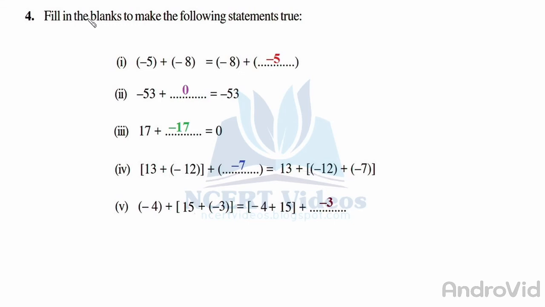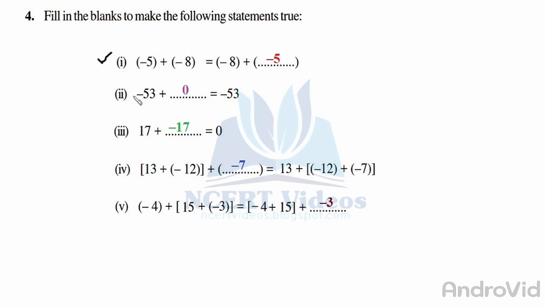Fourth, fill in the blanks to make the following statements true. So first part is, as you can see here, this number is just commuting. So we will use commutative property because integers are commutative over addition, therefore we will just use minus 5 because they are reversing. So here we are actually not calculating, we are using properties. This has to be kept in mind.